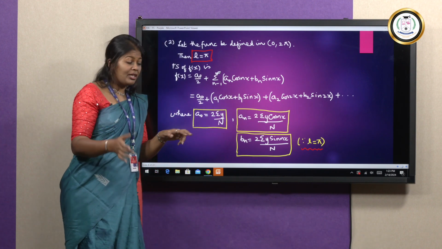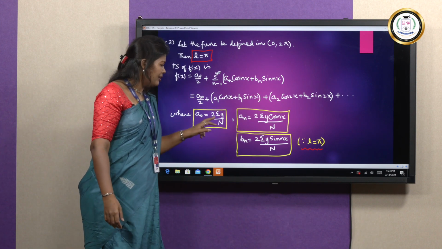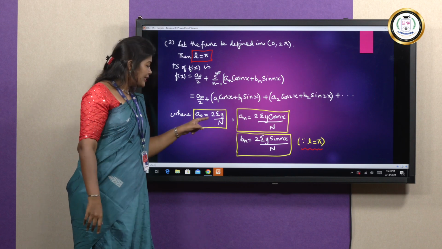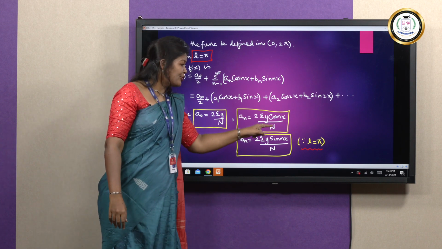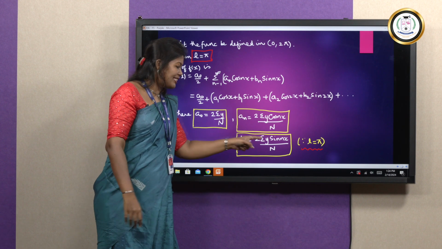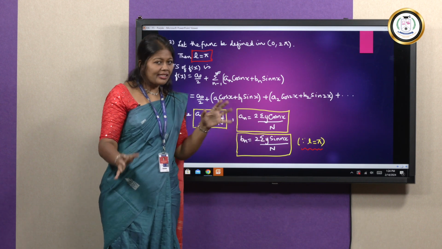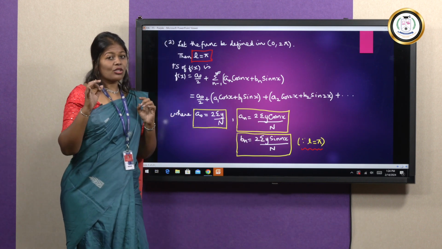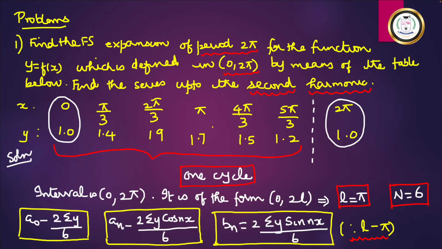And therefore, the formula for a naught, an and bn will be reduced to, this is the same, but this will be reduced to twice sigma y cos nx by n, and this will be reduced from twice sigma y sin n pi x by L by n to twice sigma y sin nx by n. This is because L is pi. Now, this is only when L is pi. Now, we move on to problems.